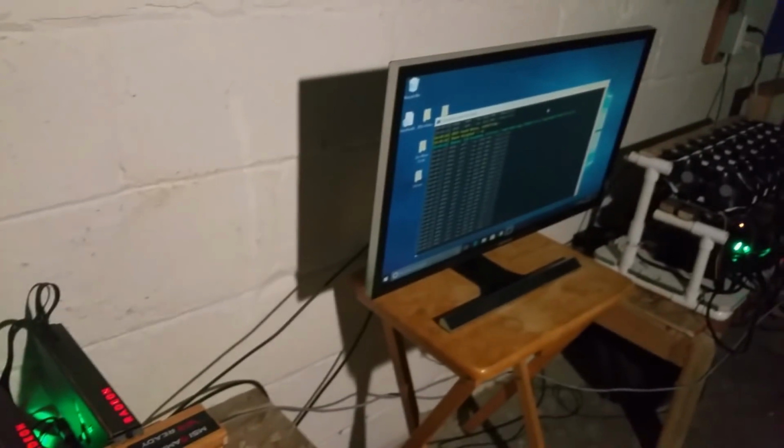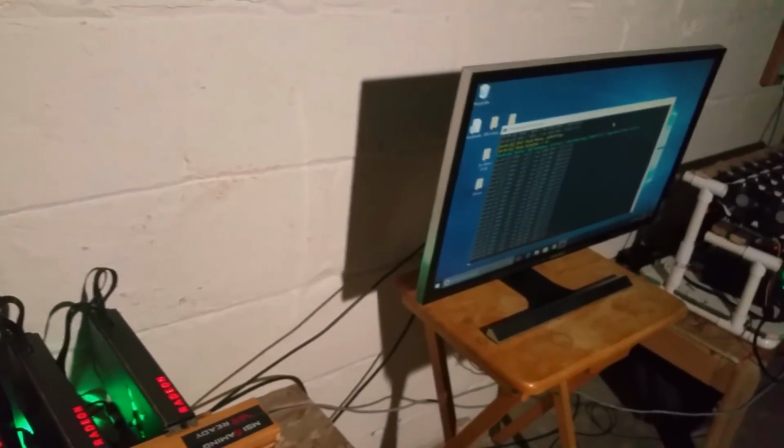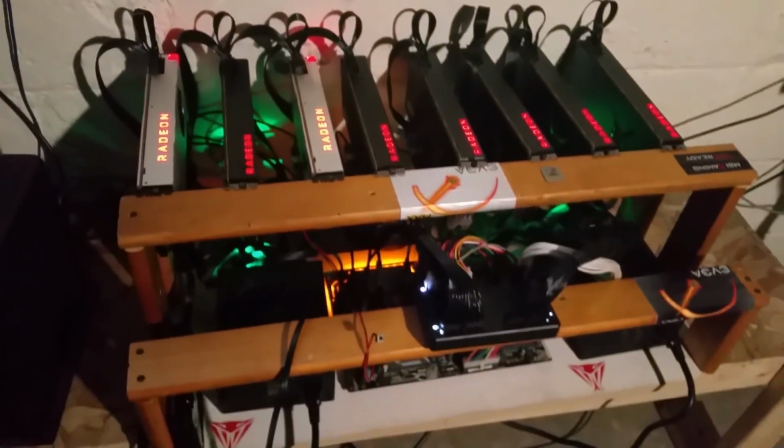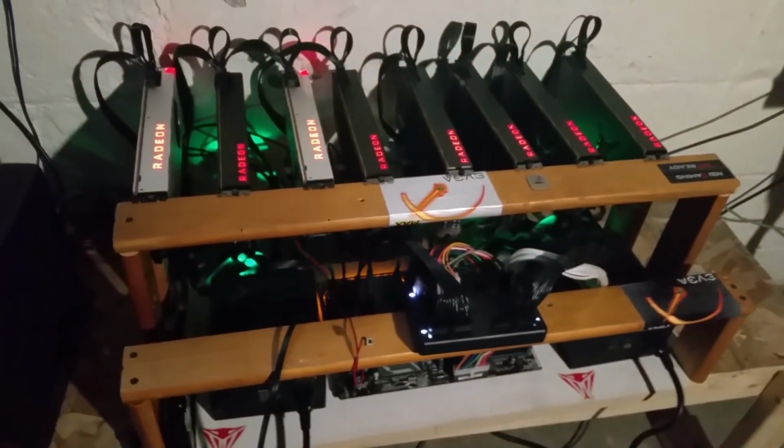So overall, the system is running really, really well. The actual operating system is very stable. You can browse the internet, watch videos, and do all sorts of things, and the system won't crash. So far, it's looking really promising.